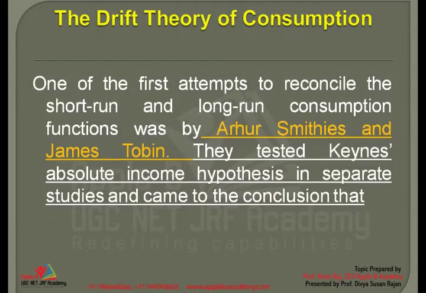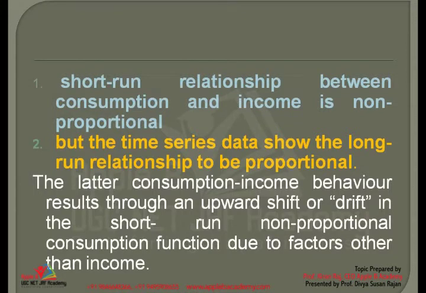They had tested Keynes' absolute income hypothesis on the basis of different case studies, and they came to the conclusion that, A, the short-run relationship between consumption and income is non-proportional. That is to say that as income increases, consumption will also increase, but the increase in consumption will not be proportional to the increase in income. However, when they considered the time series data for a long-run relationship between consumption and income, it turned out to be proportional. That is to say, eventually my MPC became equal to APC.